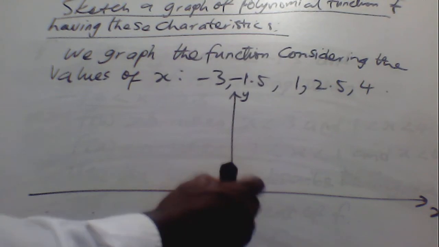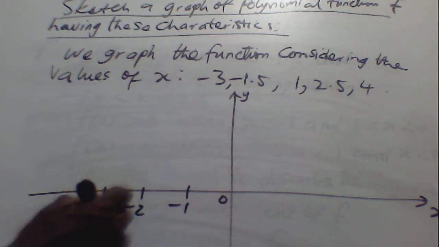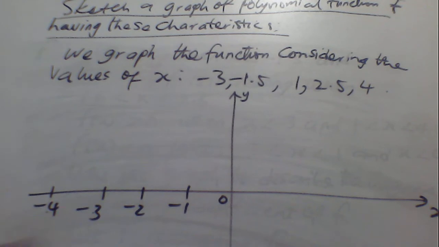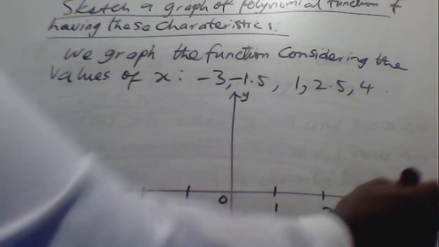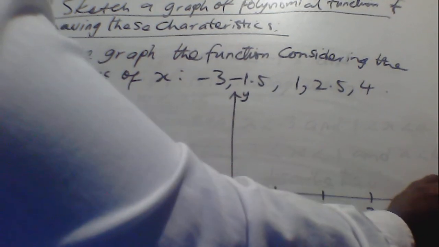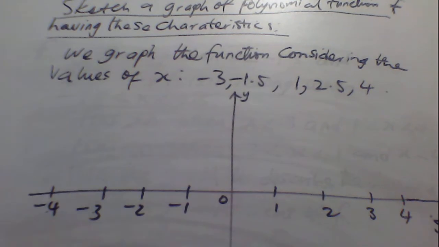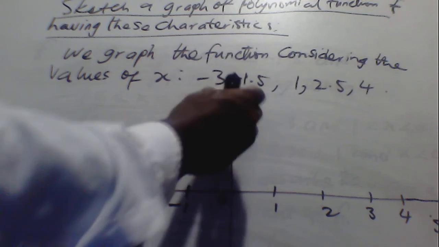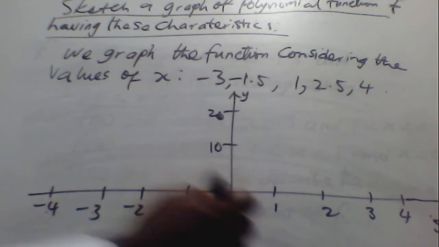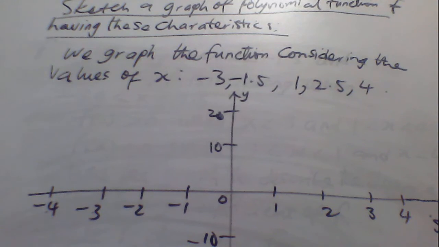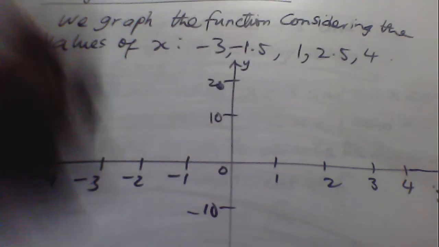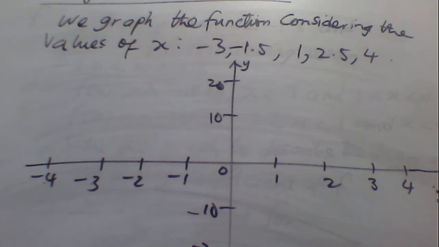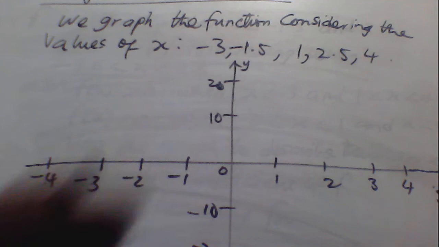So we can choose the axis: here is 0, -1, -2, -3, -4. Here is 1, 2, 3, 4. You can extend it, 5. So here is 10, 20. Here is -10, and here is -20. Based on the values given, the first value is -1.5, somewhere here.